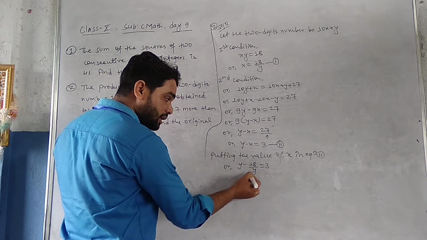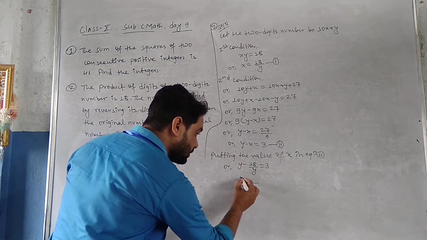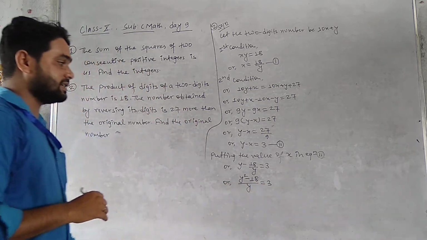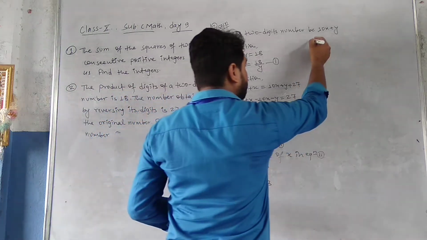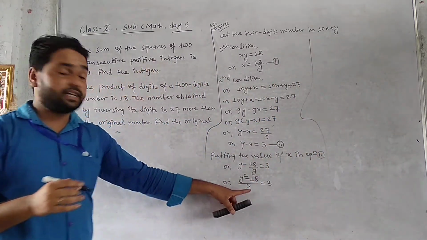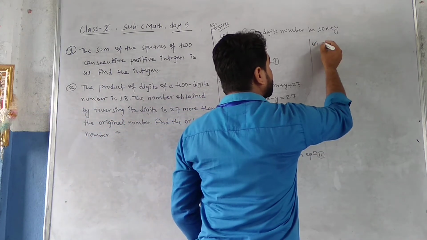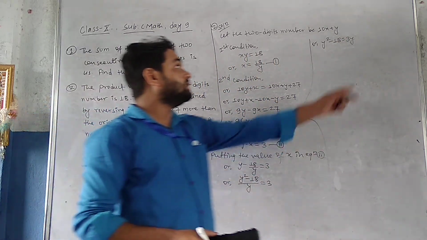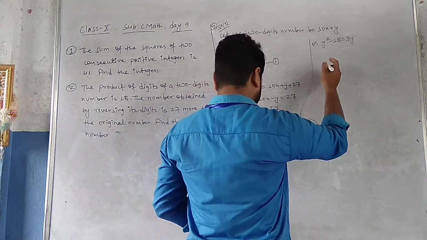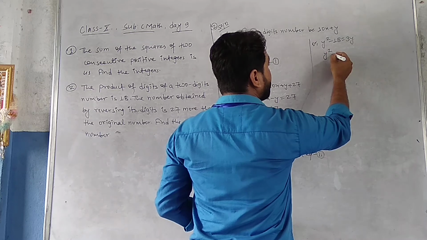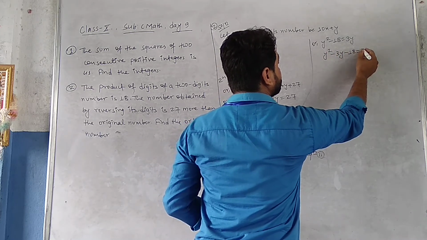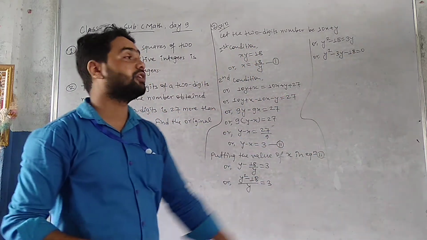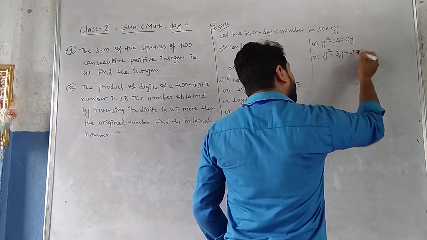Let's simplify this. We are going to take the LCM of this side first. So we get the LCM y, and 1 into y, so y multiplied with this, we get y square minus 18 equals 3. Now this y is in the divide on this side, and it multiplies, so we get y square minus 18 equals 3y. Now bring this 3y to this side, then we get y square minus 3y minus 18 equals 0.